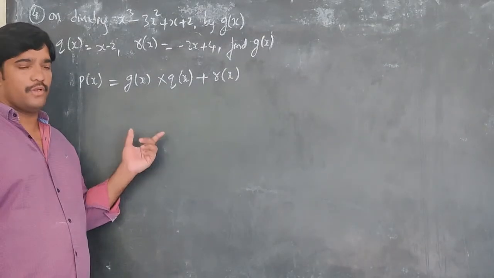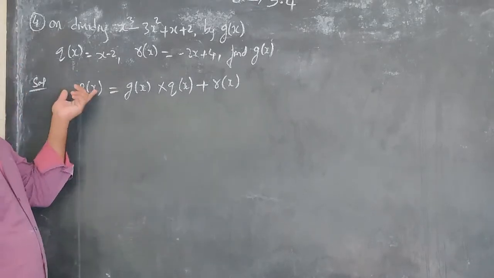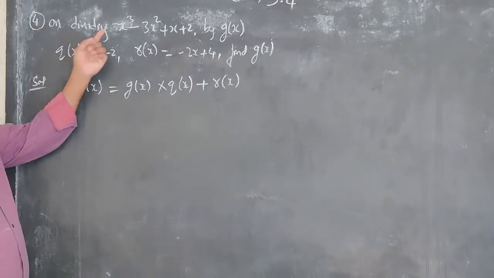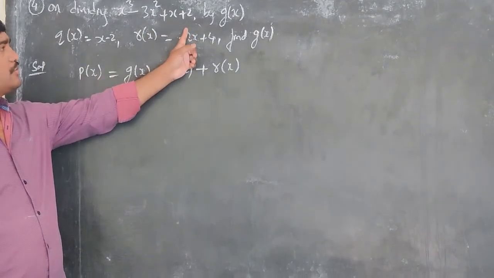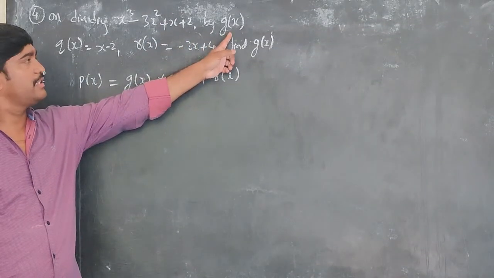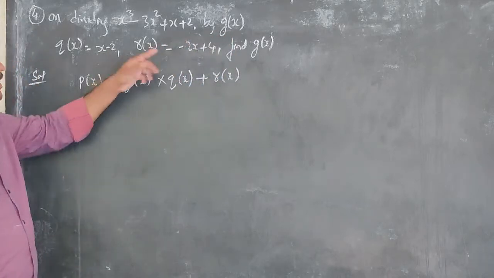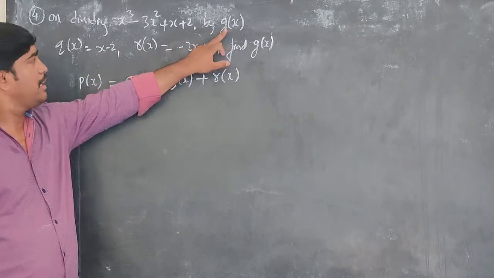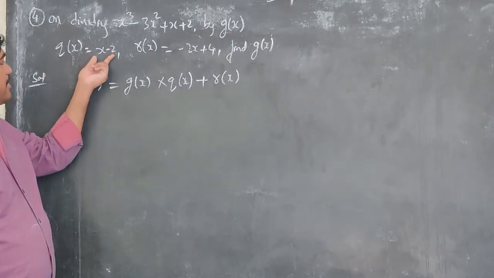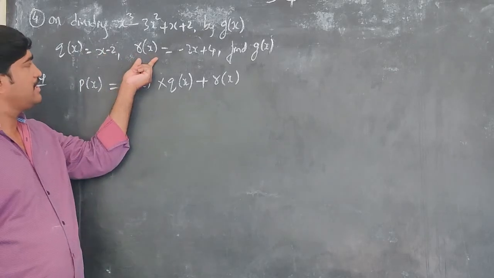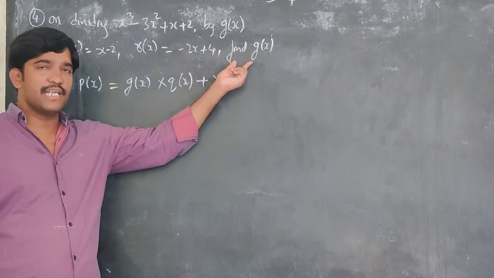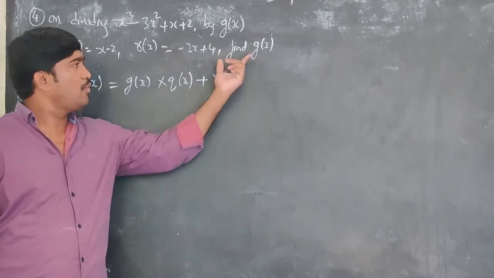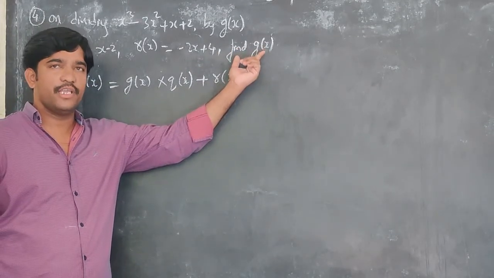Exercise 3.4, fourth problem. Now the problem is given that on dividing x cube minus 3x square plus x plus 2 by g of x, which is a divisor. Here he has not given the divisor. He has given that the quotient is x minus 2, and r of x, the remainder, is minus 2x plus 4, and is asking to find g of x. Now what is g of x? G of x is nothing but the divisor.